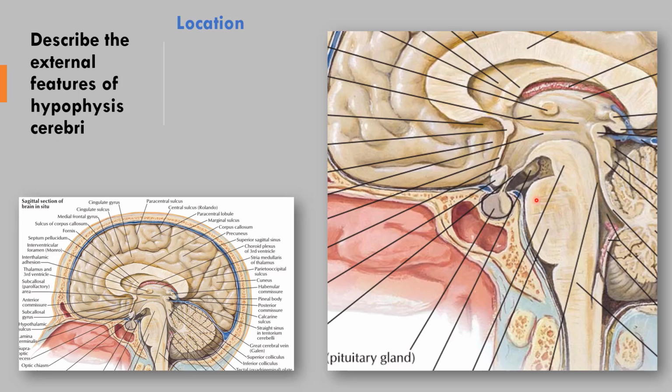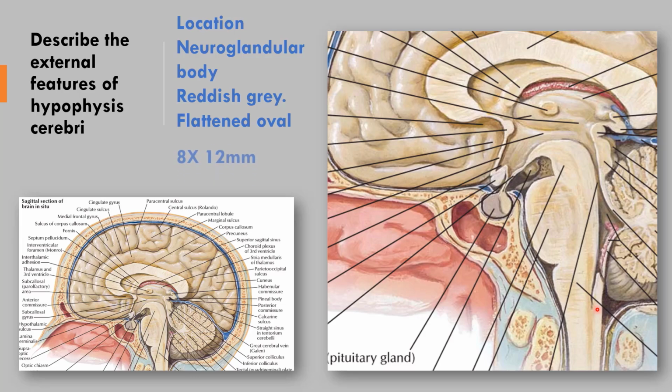It is an exceedingly important ductless neuroglandular tissue. It is reddish gray in color in fresh tissues. It is a pea-sized body, flattened oval in shape. These are its dimensions, and it weighs about half a gram.